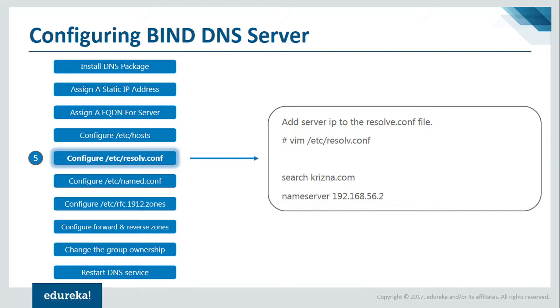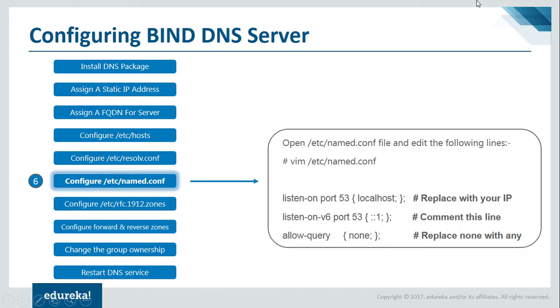But well, that's in case of a DNS client. In case of a DNS server, you have to just specify both these lines, the search and the domain name, followed by the name server and the IP address where you wanted to look. So when you specify these two things, you would be done with your step 5. Now, the next step is to go to your named.conf file.